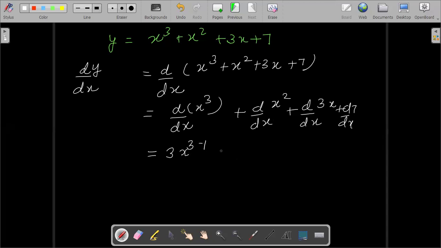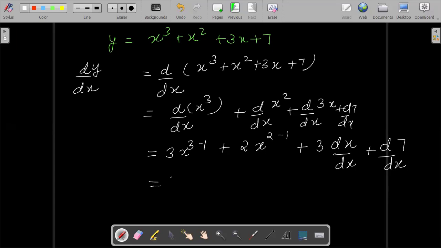In the same way, here also I'll be writing 2 in the front. So I'll get 2 multiplied with x to the power 2 minus 1. Here 3 is constant, so I'll be putting this 3 outside and I will get here dx by dx. And here I have d by dx of 7. Since 7 is a constant number, this differentiation should be equal to 0. Okay, so the last one has to be equal to 0.